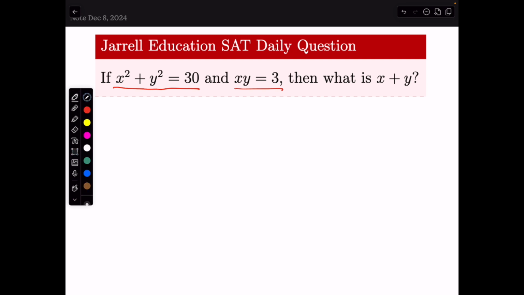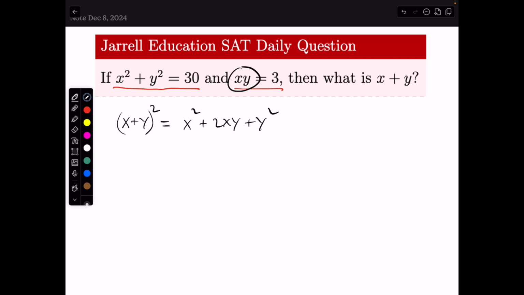All right, this one's a little more convoluted, but here we go. As soon as I see the x squared plus y squared equals 30 and I see the x times y, here's what I'm thinking. Look, if you were to take x plus y quantity and square that, one of the things that you should walk into the SAT kind of having as common knowledge would be that expands into x squared plus 2xy plus y squared.